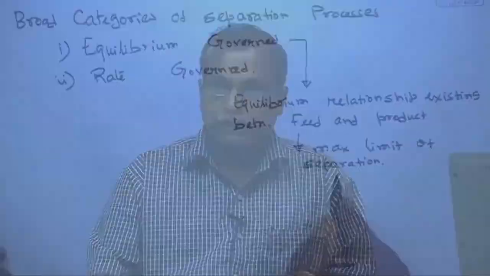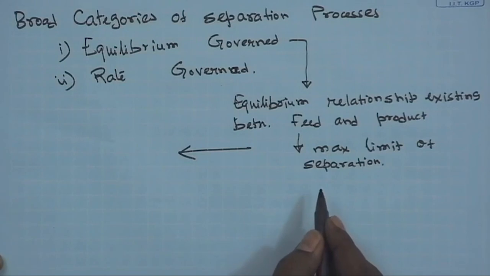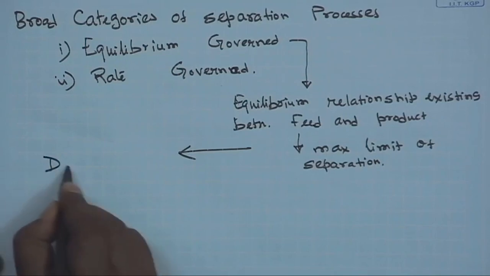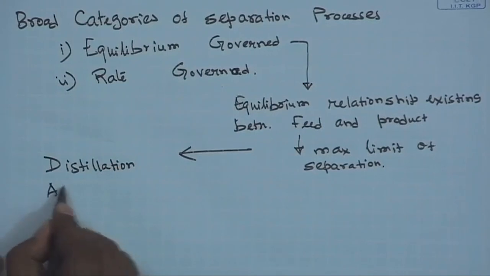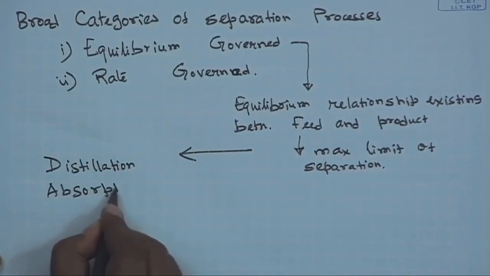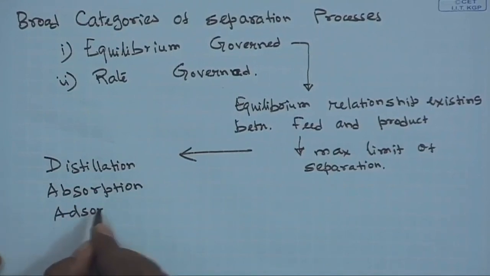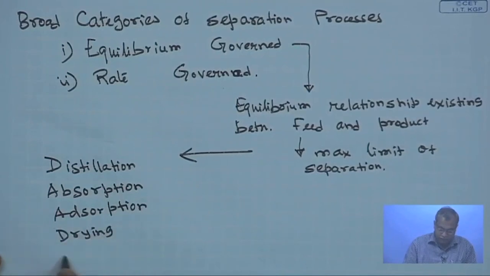So, there is a limit in equilibrium based separation processes, and all the basic separation processes that we have studied in third year and fourth year fall under this category, equilibrium governed separation processes. So, what are the examples? Distillation, absorption, adsorption, drying, extraction.